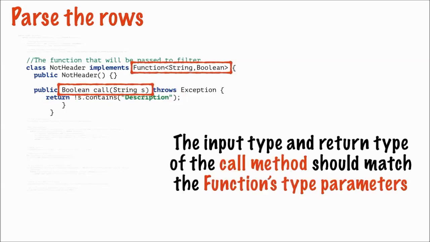Notice that the call method in the function interface that we implement has an input type and the return type which matches the templated parameters that we've specified while implementing function. The function's type parameters: it takes in a string and returns a boolean. That's what we've specified in the type parameters, and that's what the call method accepts and returns.